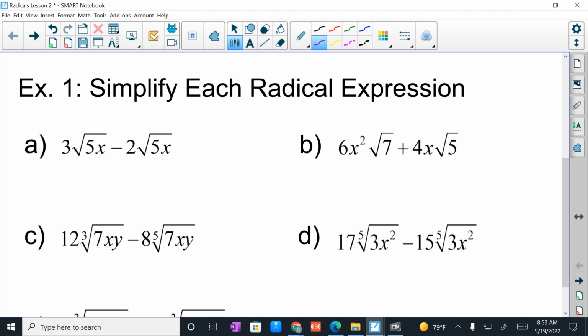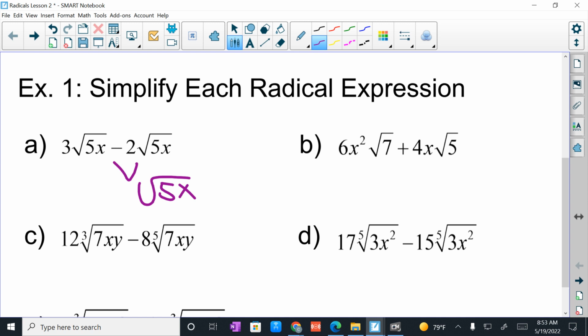So here, look at it this way. This is 3 square roots of 5x minus 2 square roots of 5x. So what would that be, guys? Don't be afraid, it's just 1. You have 3 square roots of 5x minus 2 square roots of 5x. What am I left with? 1 square root of 5x. Done.